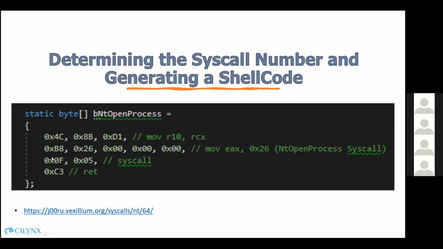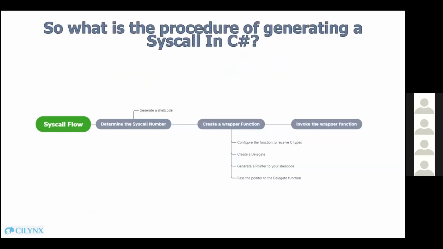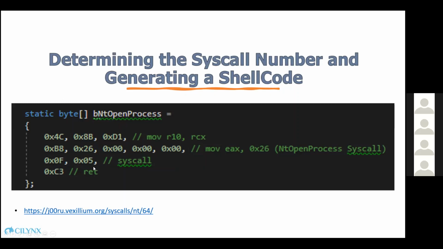Okay, how do we create shellcode inside C#? Well, we create an array, a byte array. It's an array of bytes. So we create a syscall, we create this shellcode. Now we just have a variable. Okay, what next? How do we invoke it?